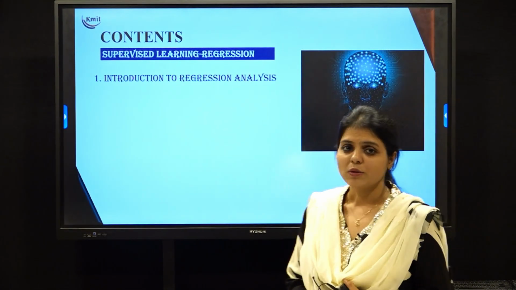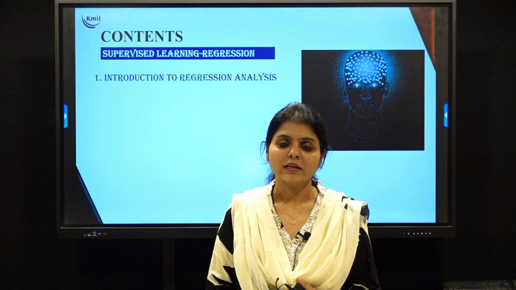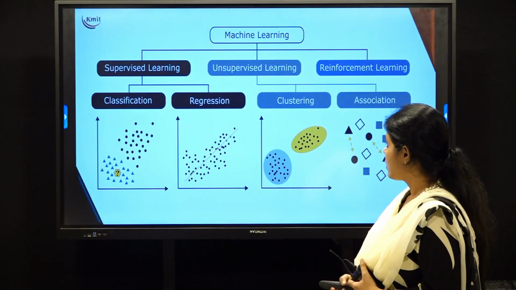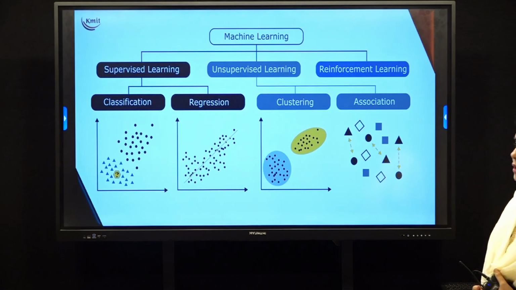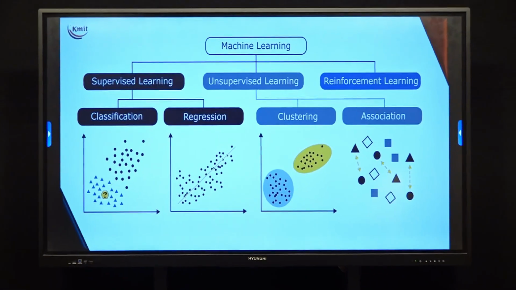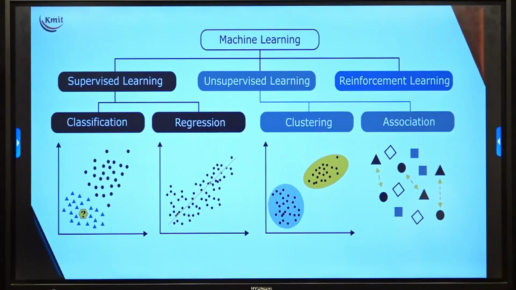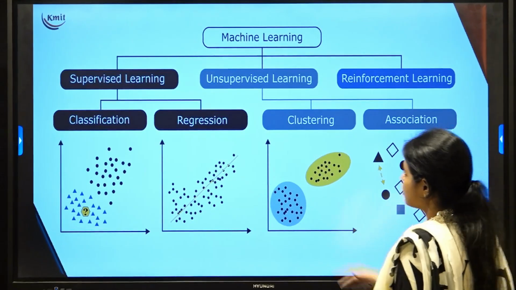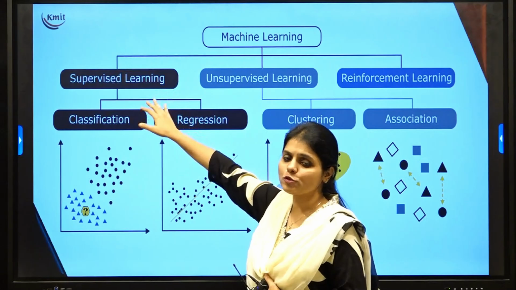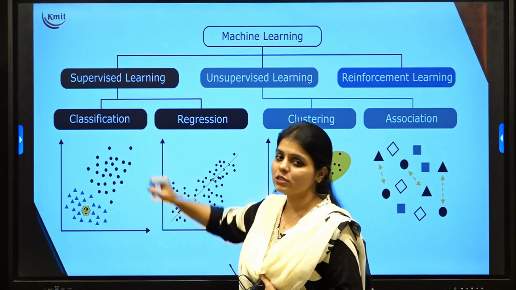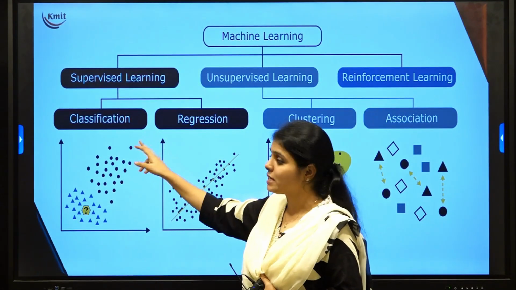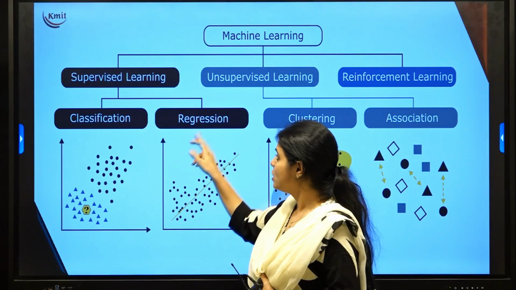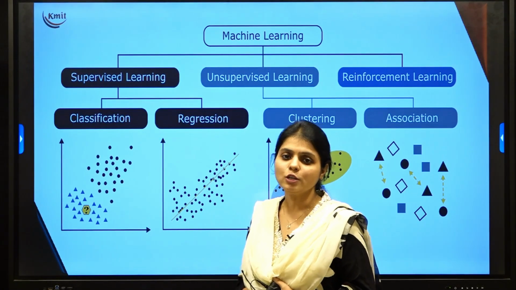So unit 3 is all about supervised learning, in that regression algorithm. As we have already seen, machine learning algorithms are broadly classified into 3 categories: supervised learning, unsupervised learning and reinforcement learning. So unit 3 is all about supervised learning. In the context of supervised learning, again we have two different types of supervised learning algorithm. One is classification and the other is regression. So in unit 3 we will be looking into regression algorithm, which comes under supervised learning.